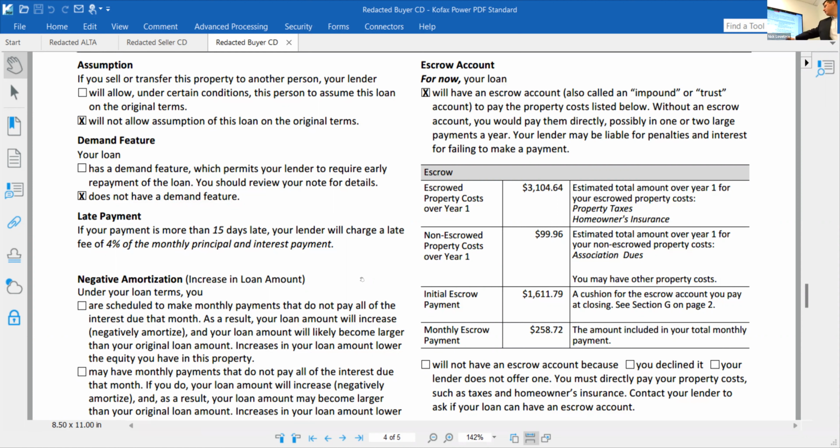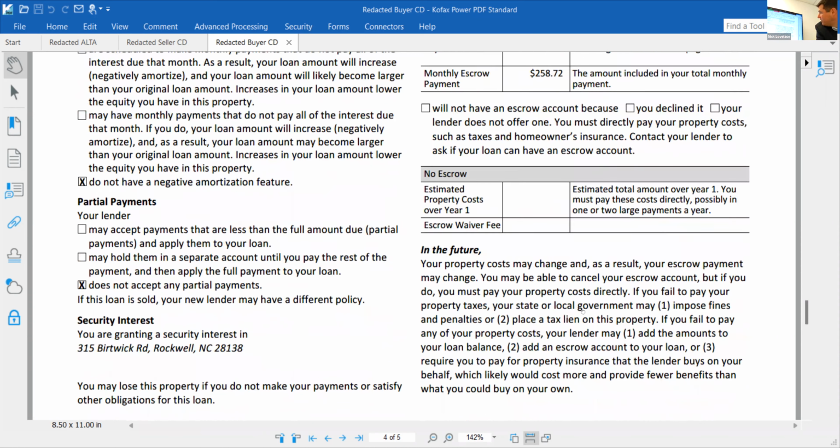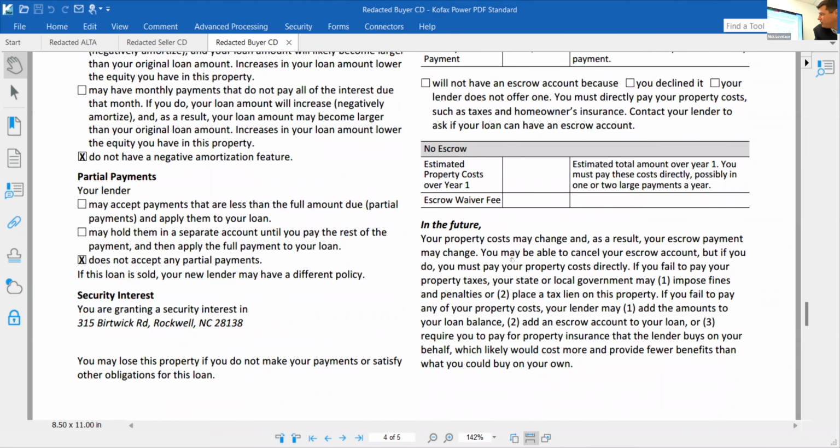And if you don't have an escrow account, it'll just say that you didn't get one, and you'll very rarely see that your lender doesn't offer it. Most of the lenders we work with are always going to offer it. And then if there's anything that's not escrowed, then it would list it underneath that. That's not anything that we do. Any questions on this fourth page?